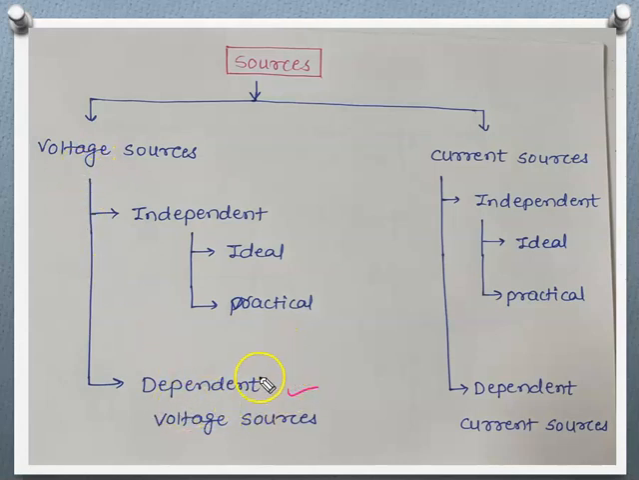Similarly, the current source is again classified into two types. One is the independent current source and one is the dependent current source. If the value of current does not depend on any other voltage source or current source in the same network or a different network, then it is known as an independent current source. If the value depends on any other voltage source or current source, then it is called a dependent current source. Okay. Again, these independent voltage and independent current sources are classified into ideal voltage source or ideal current source and practical voltage source and practical current source.